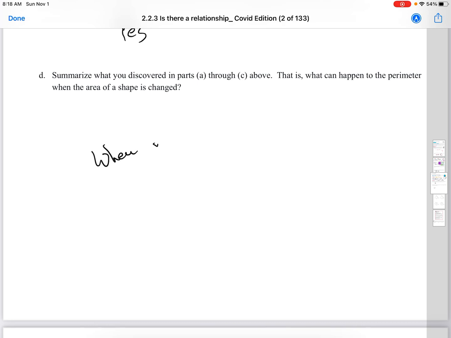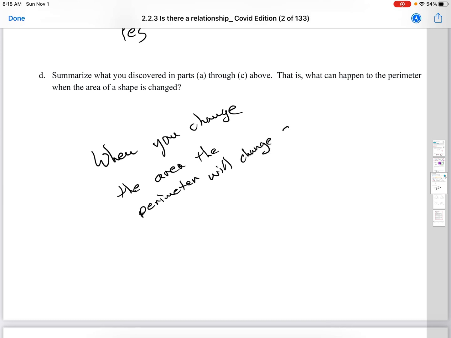When you change the area, the perimeter will change some of the time. Not always, okay?